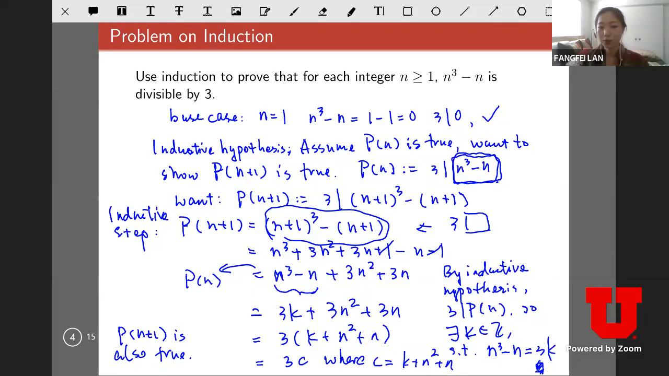Any questions? I hope this made sense. How do you know that you can substitute n cubed minus n as divisible by 3 if you haven't proven it yet? But we assume that it's true, right? Look at the inductive hypothesis. We said assume Pn is true, and Pn is exactly that 3 divides n cubed minus n.